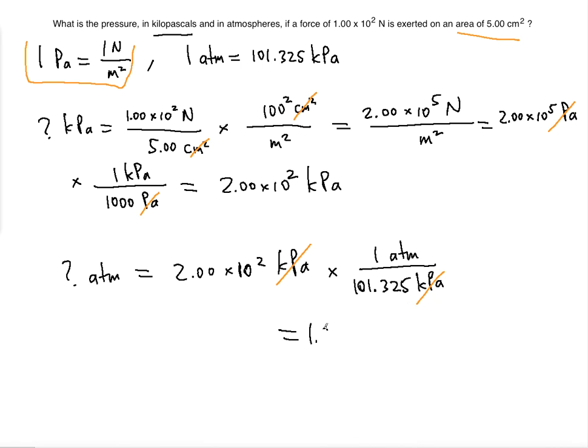So that's going to be 1.973846533 atm, which we round to 3 significant figures, right? Because of the numbers that were given. So round to the 7 here. The 3 doesn't push the 7, right? So it's going to be 1.97 atm.